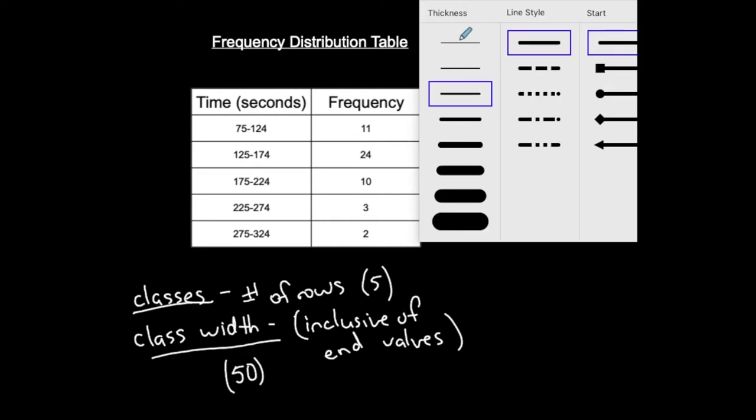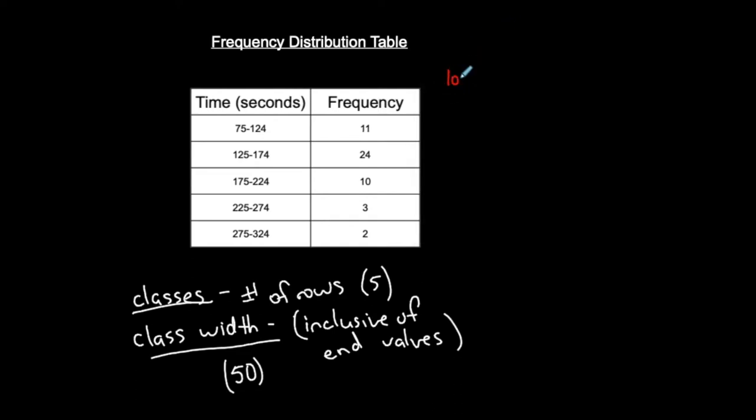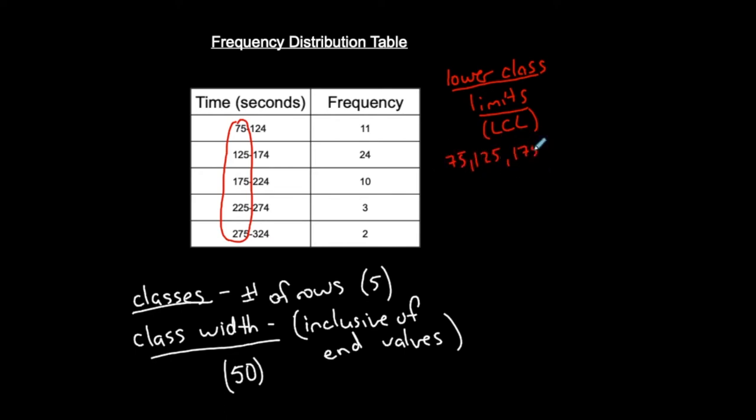Now, let's talk about what we call lower class limits. I'm going to say LCL, capital LCL for short, lower class limits. I'm just going to circle them. These are all the values that are on the low end of each class. 75 is a lower class limit. I'm going to list them here: 125, 175, 225, and 275. These are my lower class limits.